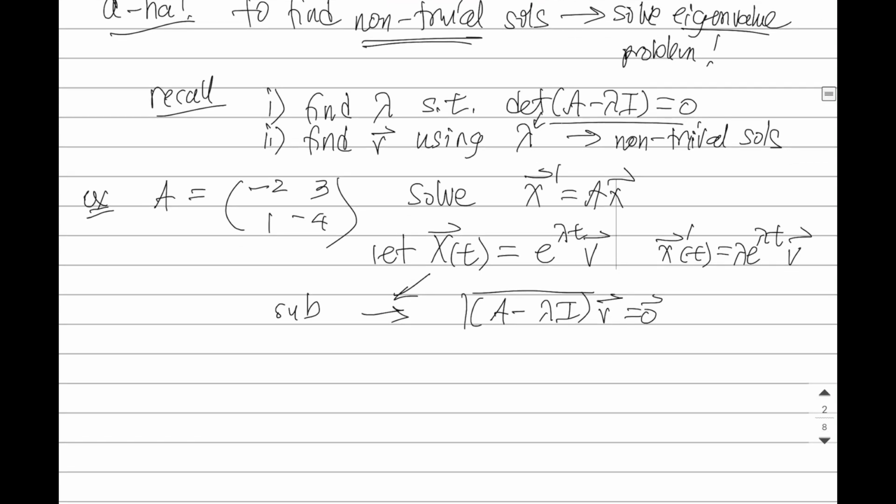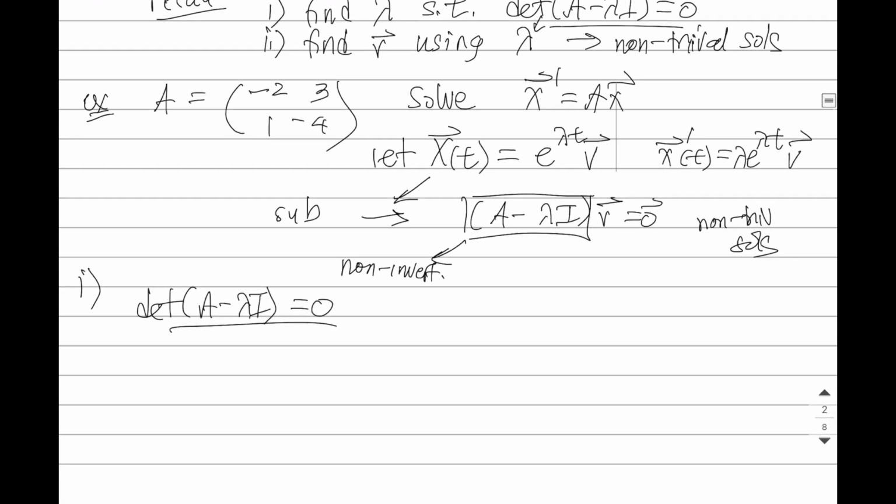Because we want to find non-trivial solutions, we need this matrix to be non-invertible. So we need, number one, the determinant of A minus lambda I to be 0. So we need to form A minus lambda I. The matrix A minus lambda I is going to look like this: negative 2 minus lambda, 3, 1, negative 4 minus lambda.